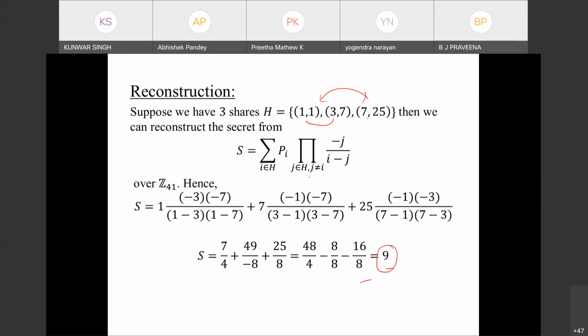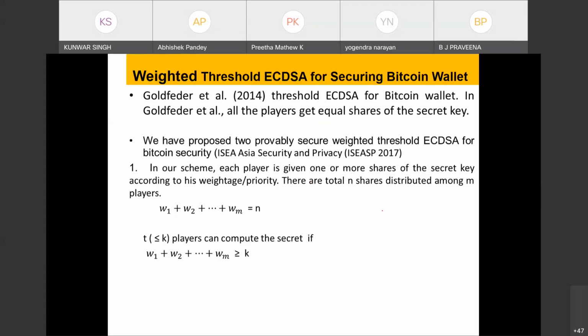Now sometimes what happens is that you may have these kinds of things. This idea was used in Fireblocks, with threshold ECDSA for Bitcoin wallets. In this case, all the players have equal shares, so you think that all the players have equal seeds.